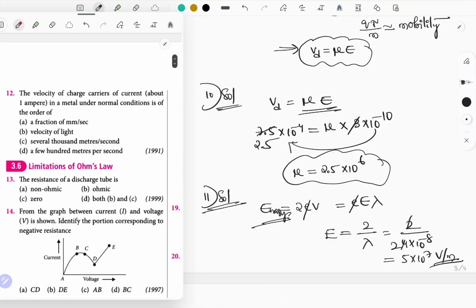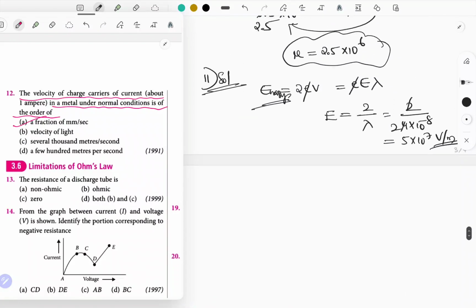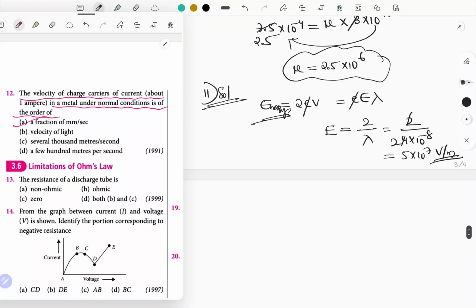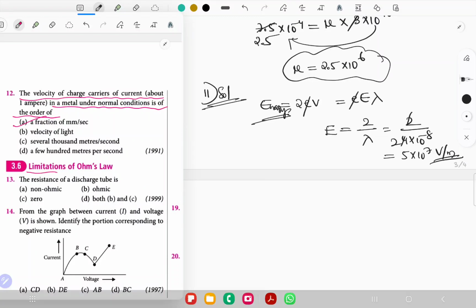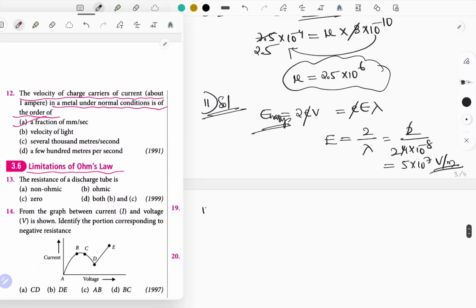So let's solve the next question. The velocity of charge carriers of current in a metal under normal conditions is of the order of. Under normal conditions, the velocity of the charged particle will be in fraction of millimeter per second. It's a very small value. Next, based on limitations of Ohm's law. Okay, question number 13. Let's solve that.